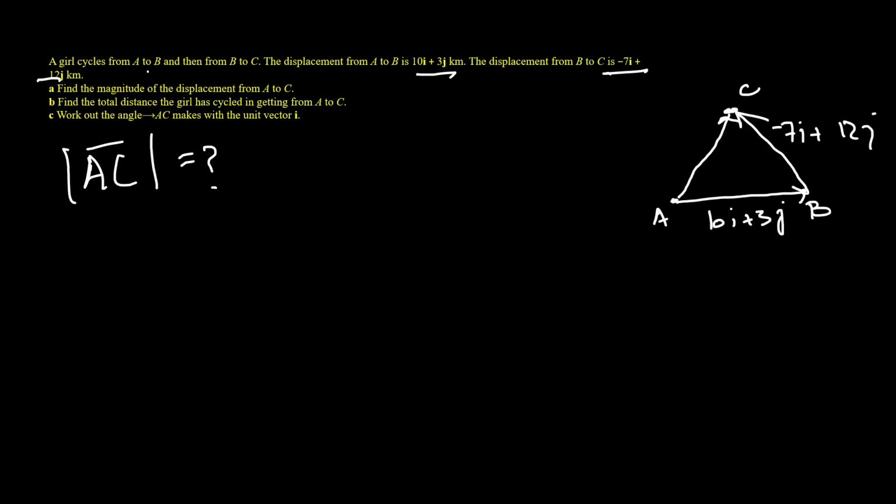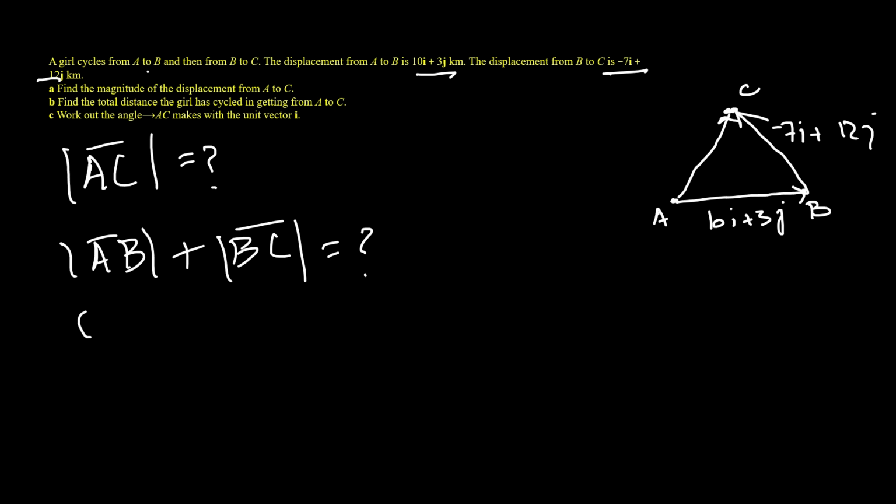So we have to first find distance AB and add to it distance B to C. And the third part is to work out the angle AC makes with the unit vector i, so we have to find the angle vector AC makes with the horizontal x-axis. We have to find theta as well, the direction of the vector AC. So first we will find vector AC.